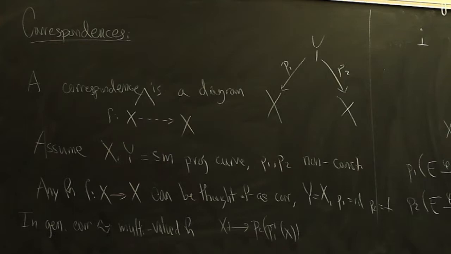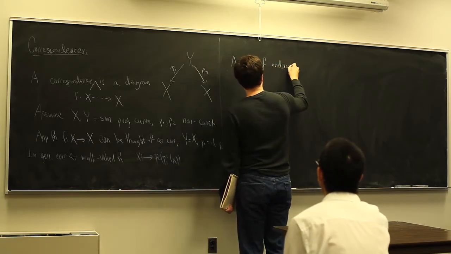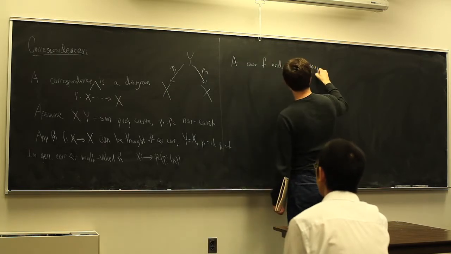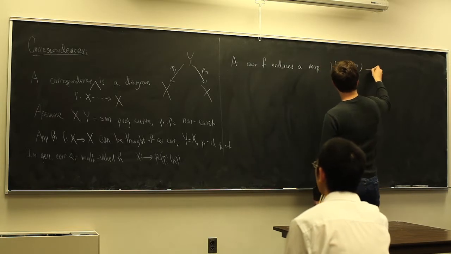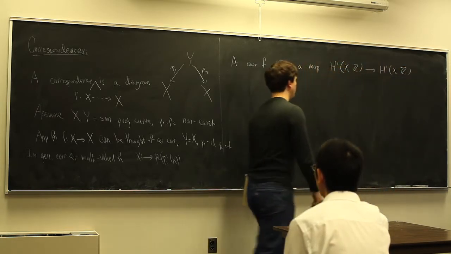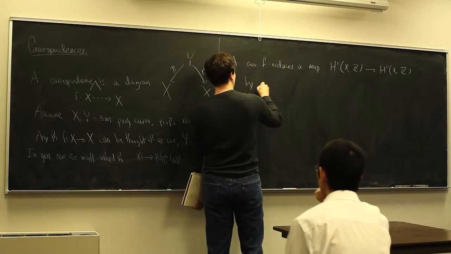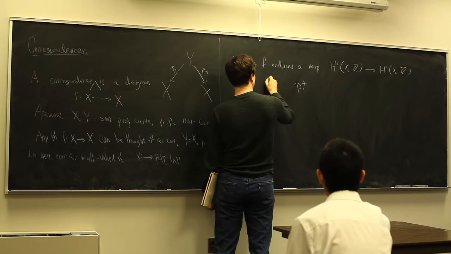Alright, so if you have a correspondence, you can do some things with it. I mean, lots of cohomology groups are functorial with respect to correspondences. So a correspondence F induces a map on singular cohomology. And it's defined by the formula: pull back under P1, and push forward under P2.